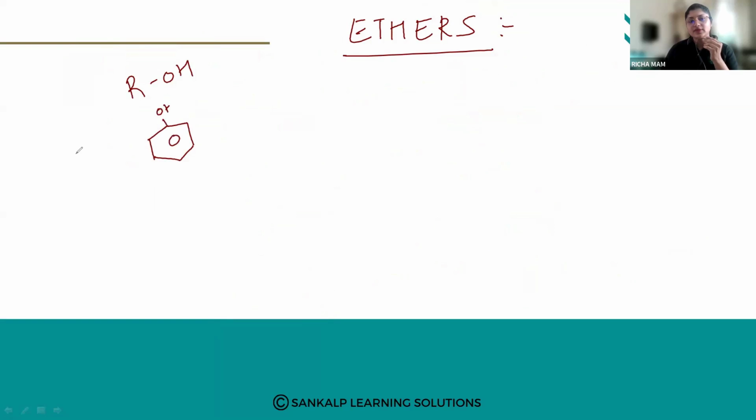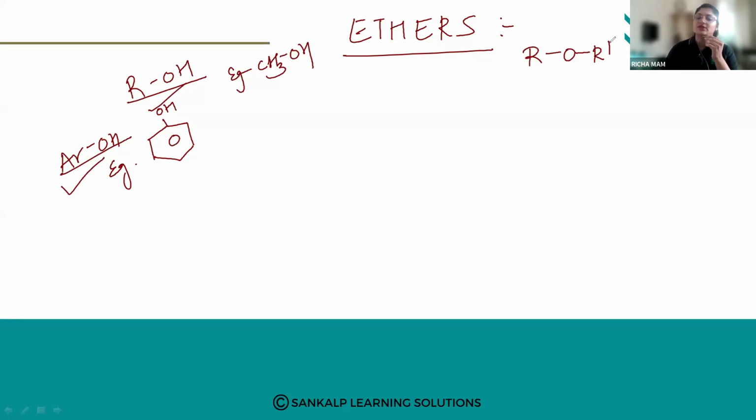Now next, what we are going to start is ethers. So we have completed alcohols, and we have completed phenols also, that is ArOH. This can be an example, and this example I can take is phenol. So we have completed both alcohols and phenols. Now next is ethers. Ethers is ROR dash.